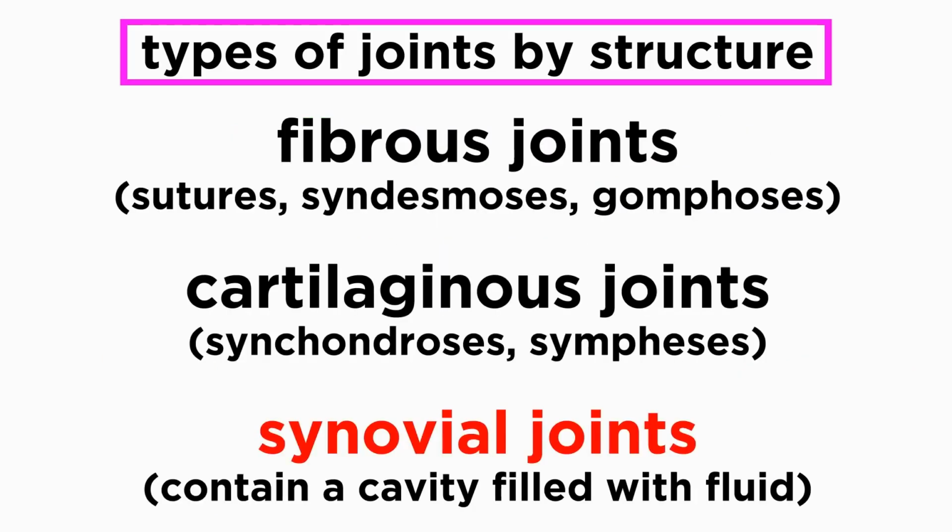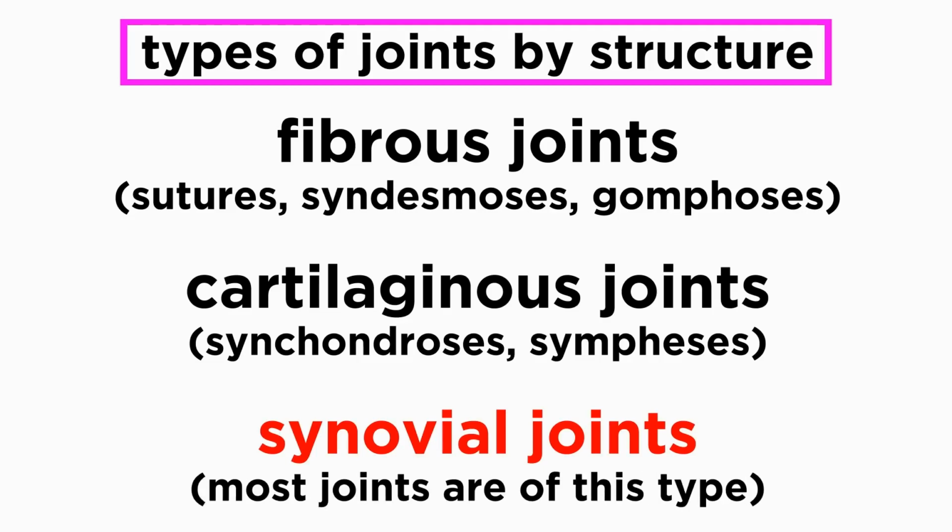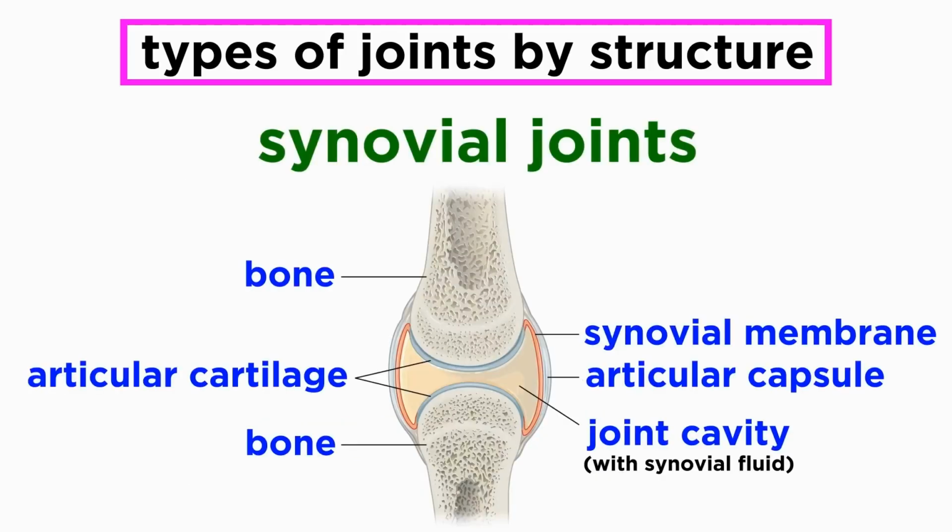Lastly, we have synovial joints. These are the ones that have an actual cavity filled with fluid, which allows for substantial mobility. Most joints are of this type, especially the ones in our limbs. The structure of these is more complicated, but let's note a few features.